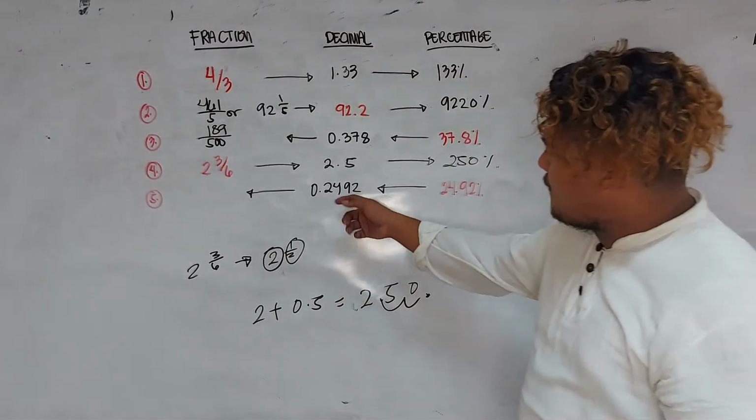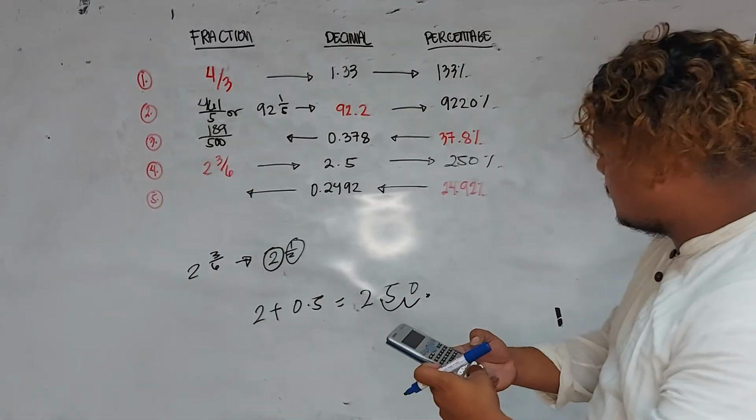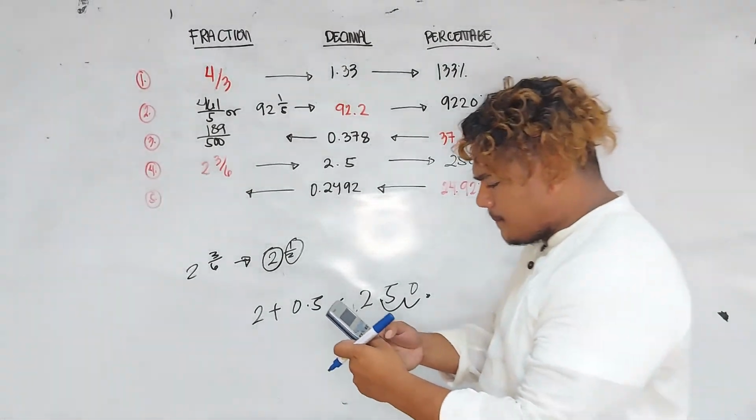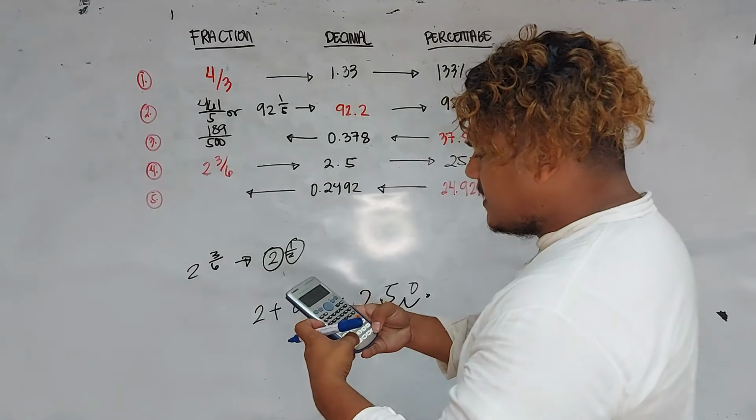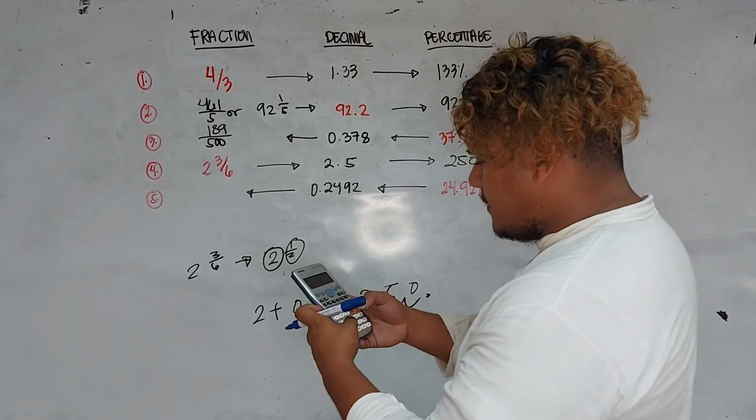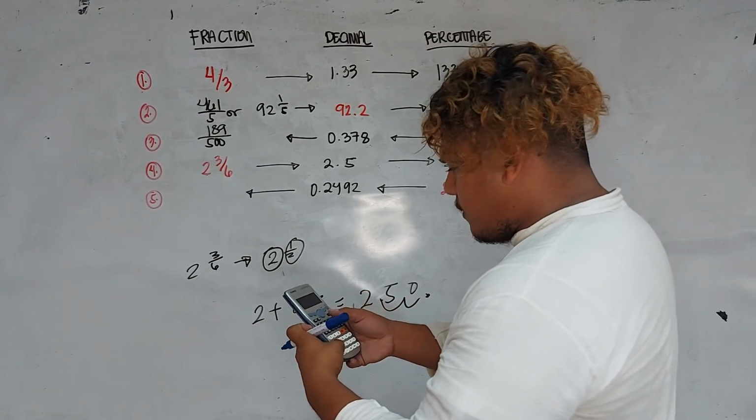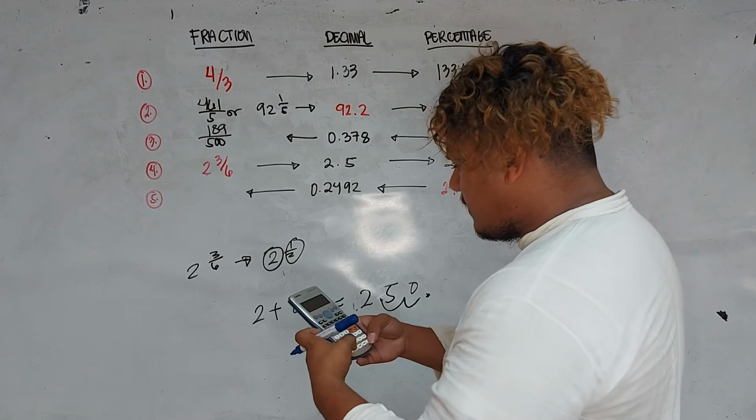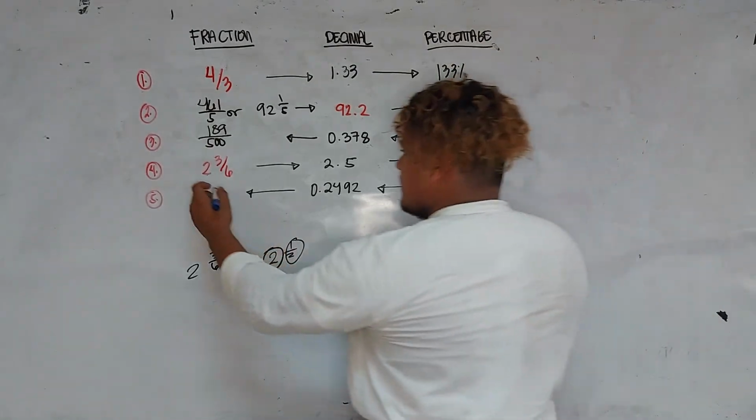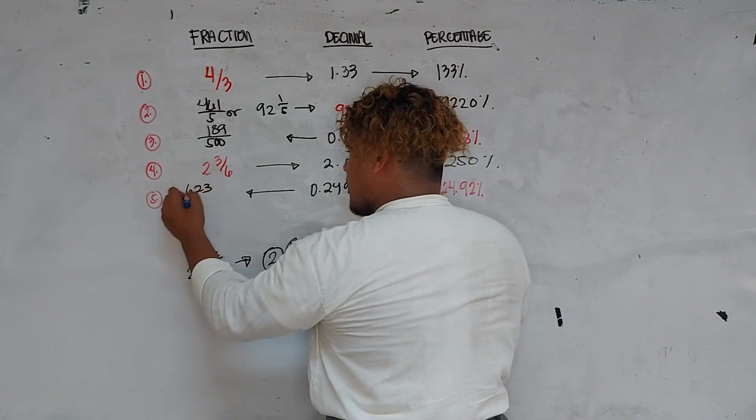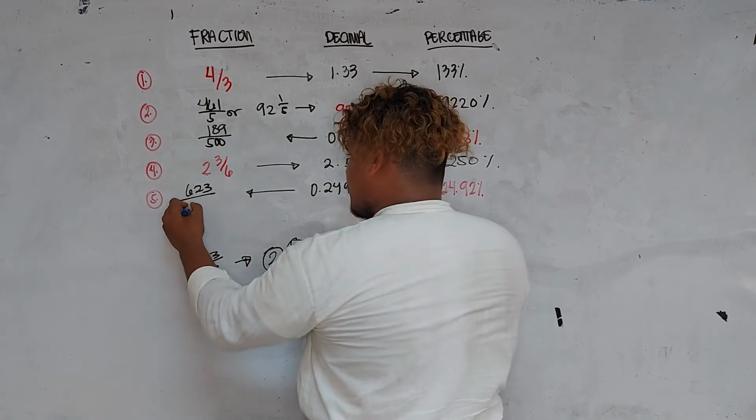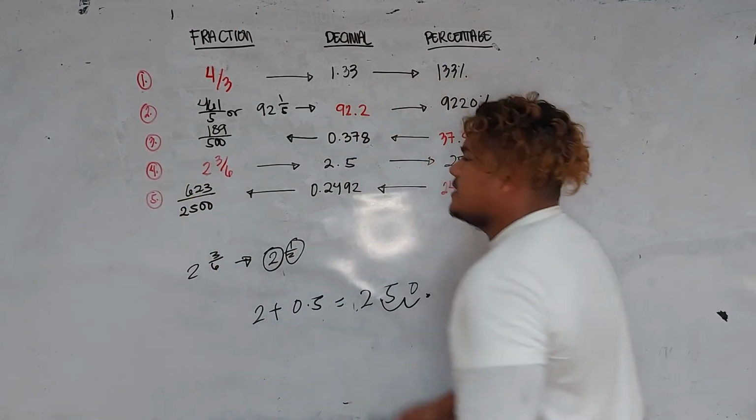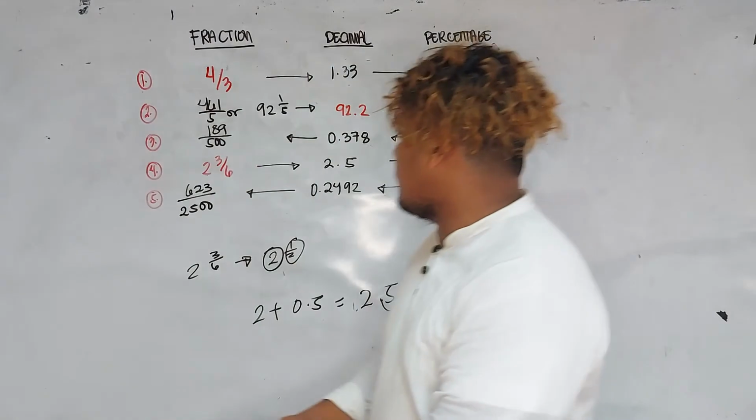How about its fractional conversion? Again, this is already 4 digits. So what will you do now? 0.2492 times 10,000 over 10,000. Oops, I'm so sorry. The answer is 623 over 2,500. There you go. There you have it, folks.